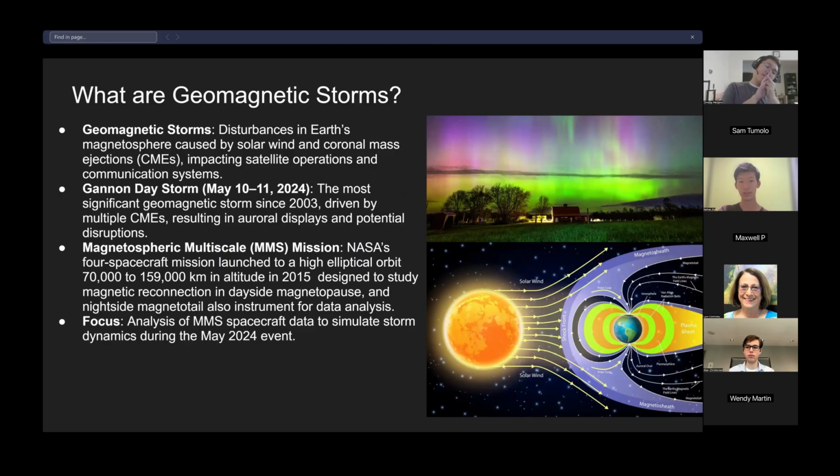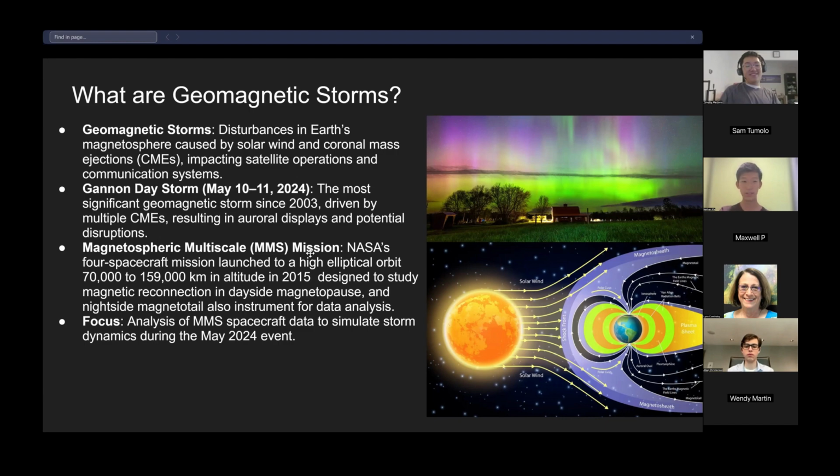Now, the Gannon storm is one of the most significant geomagnetic storms, the most powerful in the last 20 or so years. It's driven by multiple CMEs, resulting in auroral displays and potential disruptions. The picture you see at the top is actually from the Gannon storm. This picture was taken in the northern mainland US, so it shows how far the storm reached.